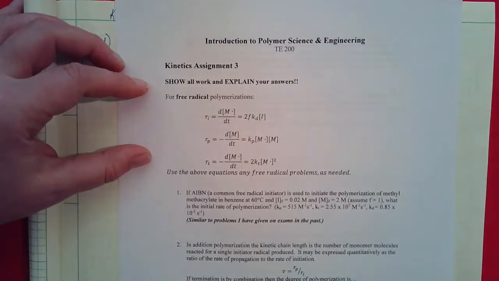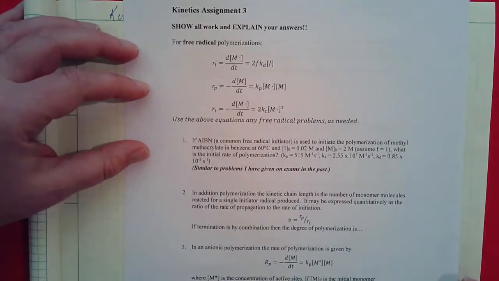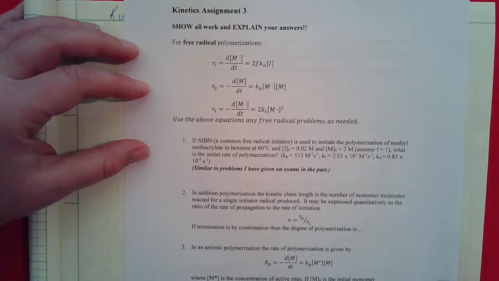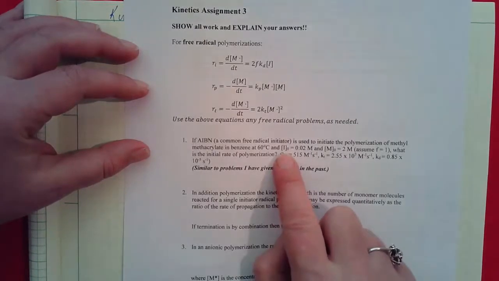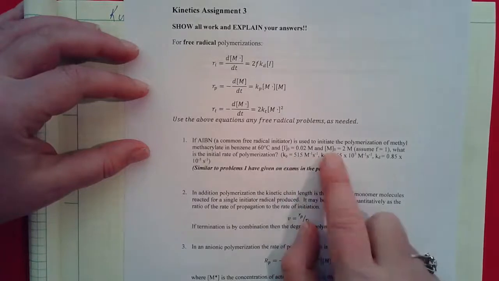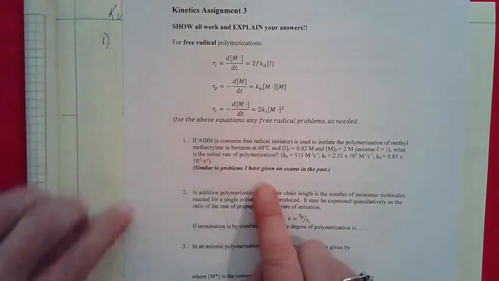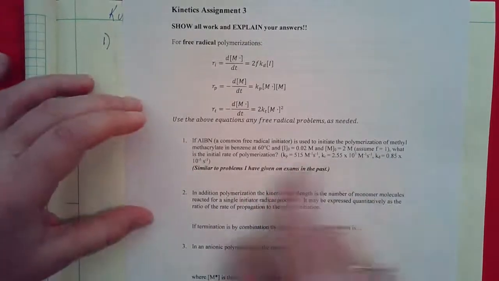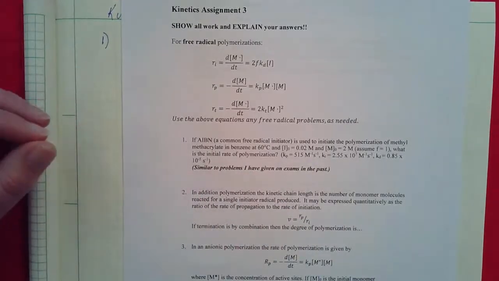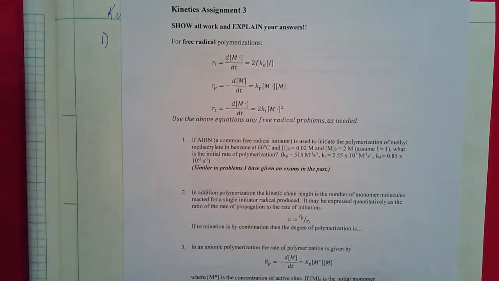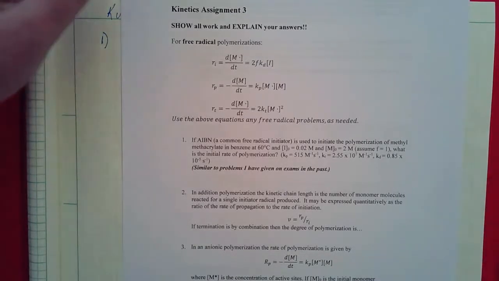So the first problem: if AIBN, a common free radical initiator, is used to initiate the polymerization of methyl methacrylate in benzene, and we're given the initial initiator concentration and the initial monomer concentration. Our efficiency is 100%, so F equals 1. What is the initial rate of polymerization? And then we're given the rate constants we need. Okay, this is sort of as straightforward and classic a kinetics problem as we can do.